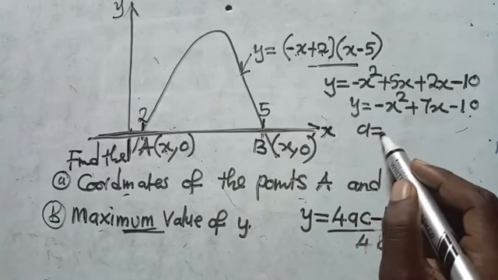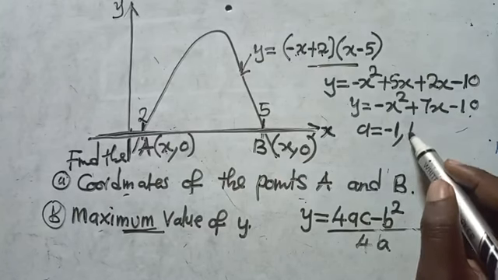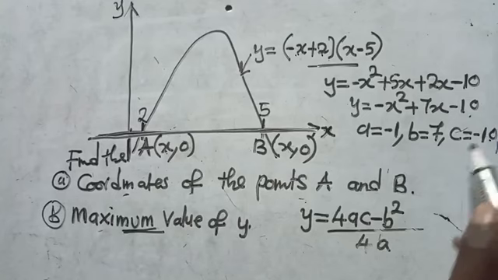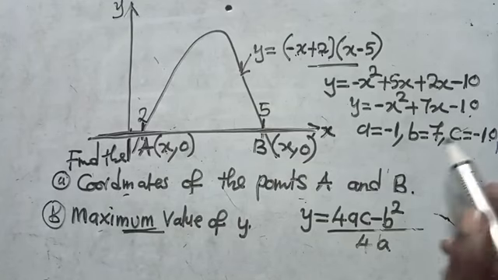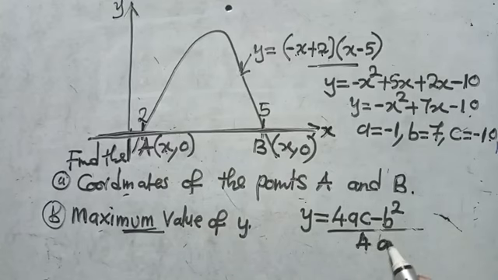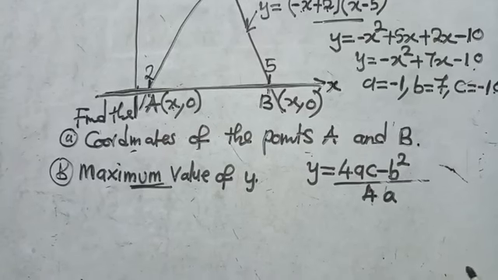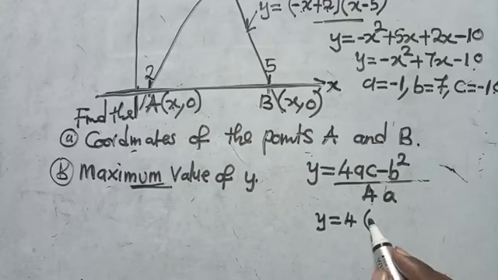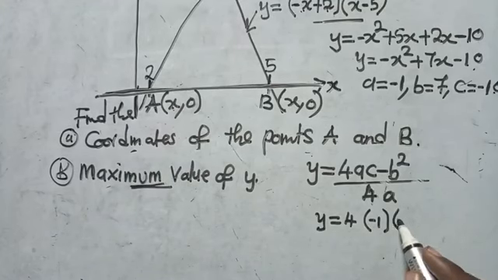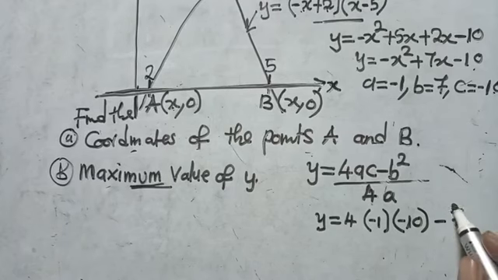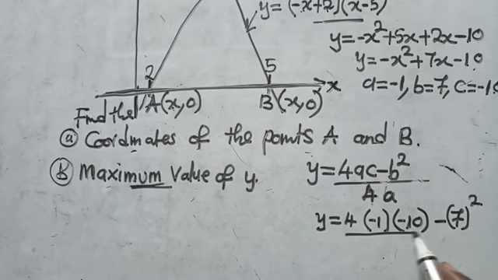So I know a is equal to negative 1. What is b? b is 7. What is c? c is negative 10. Those are the values. Then it is very easy for me to substitute in this formula and find the maximum value of y. I say y is equal to 4, what is my a? Negative 1. What is my c? Negative 10. Minus b, that is 7 squared, over 4 times a, which is what?